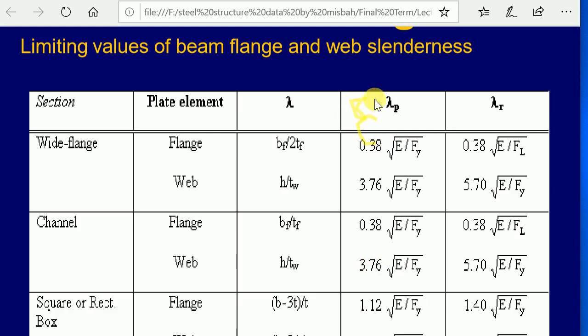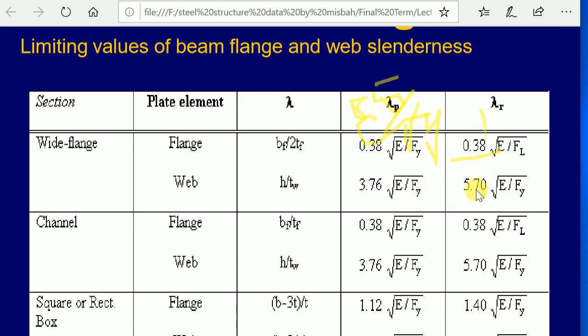Similarly, if you multiply 1.0 with root E, you get 170, so then for lambda r you will use 170 divided by root fy. This is fy, not fl. Clear? And similarly, if you multiply 3.76 with root E, you get, I think, 640 divided by root fy. And if you multiply the other coefficient with root E, you get 970, I think, divided by root fy.